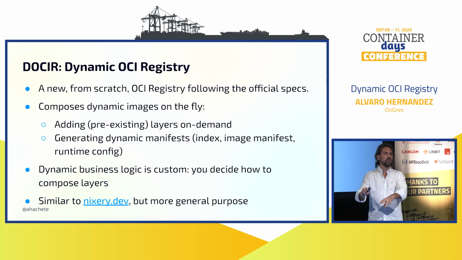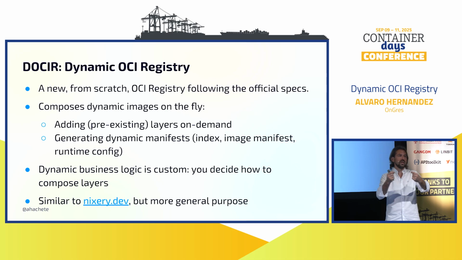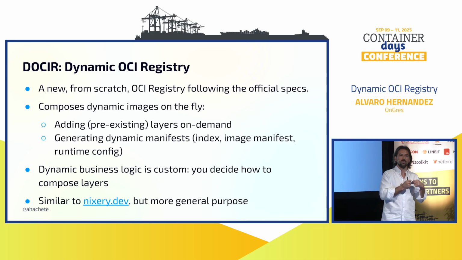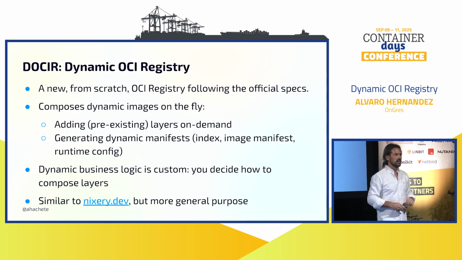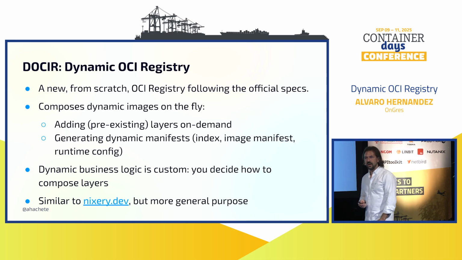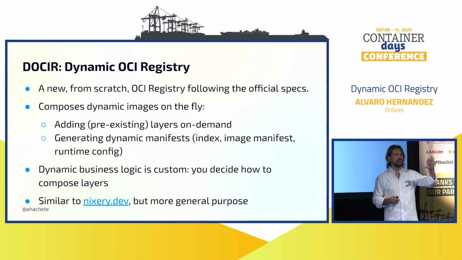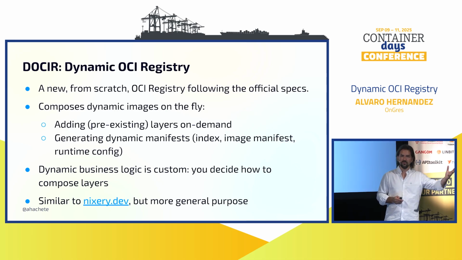You do a Docker pull to the dynamic registry, and you get an image. That's it. The image, once pulled, is indistinguishable from a, let's say, statically generated image. It's just an image. The magic happens on the registry. So what it does is take pre-existing layers and compose them into a new image based on your preferences. I'll also explain now how you express your preferences for the image.